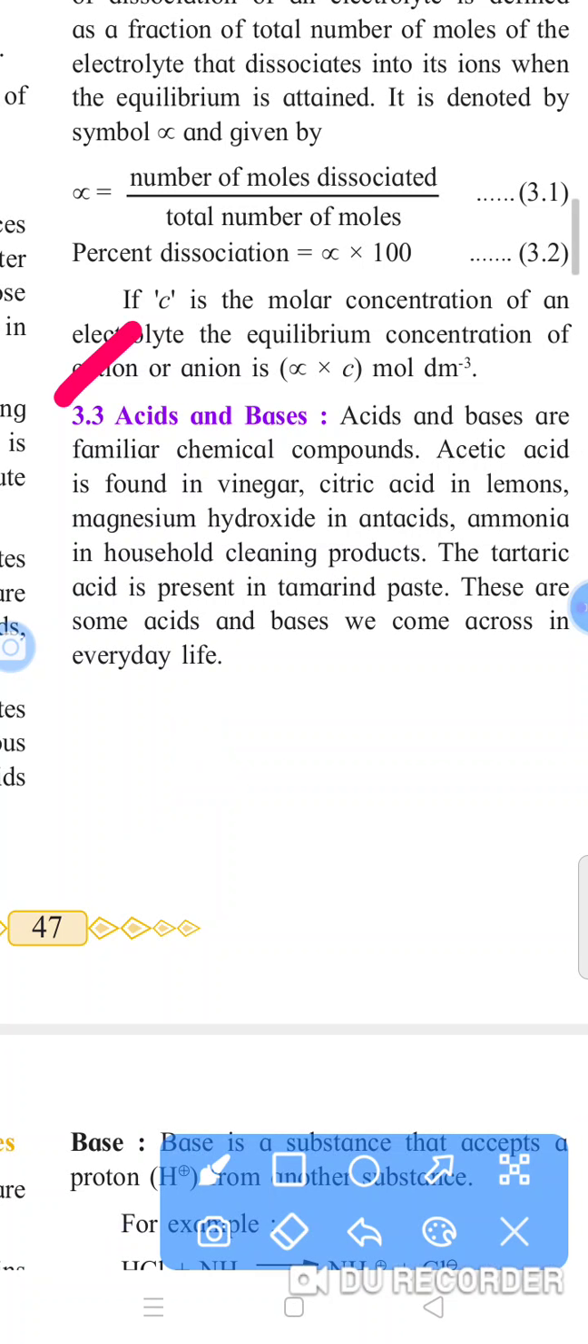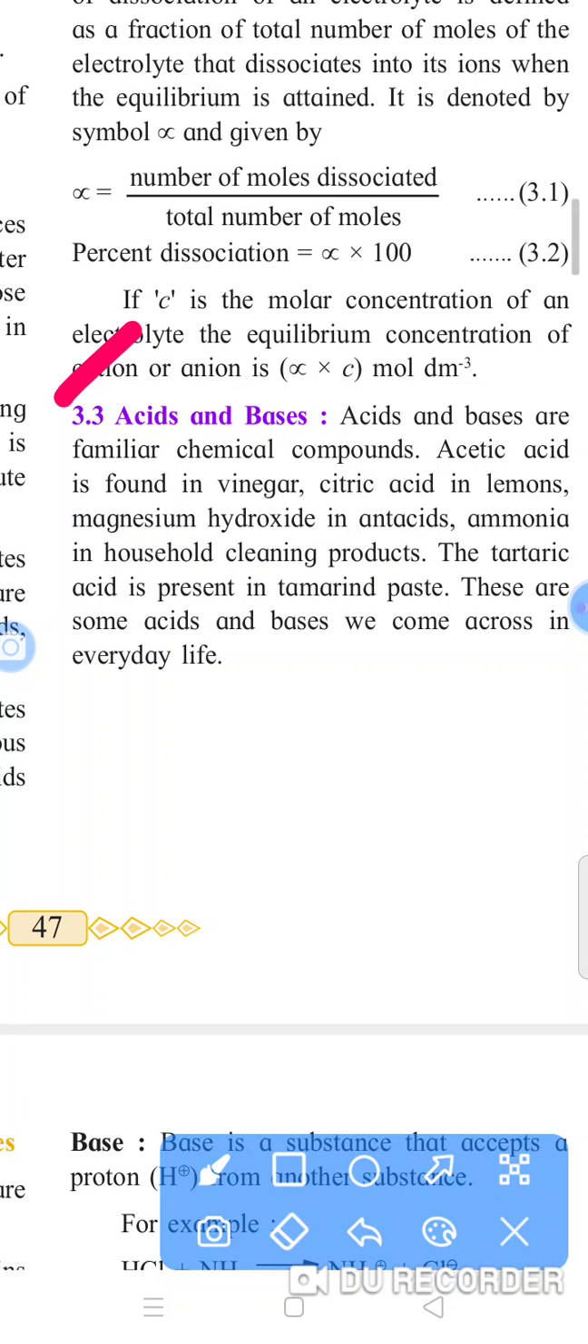So we are using the acids. Okay, sometimes we take antacids, and antacids contain a base like magnesium hydroxide. Do you know ammonia is also a base? Ammonia is a base and it is present in household cleaning products.